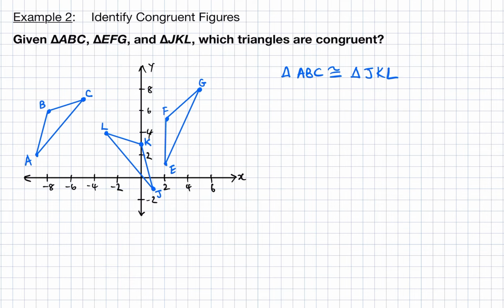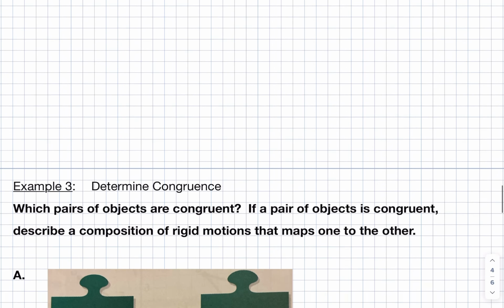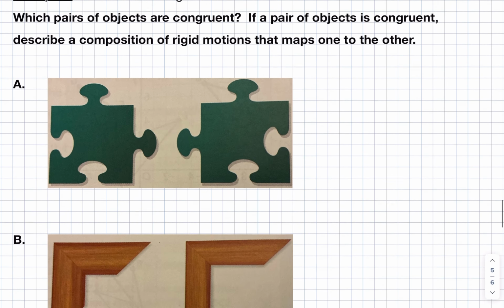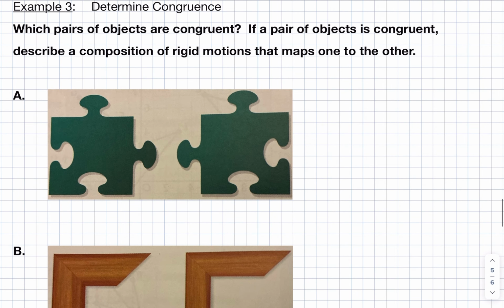Let's go ahead and move on to example 3, and this will be the last example for this particular lesson. Now we're going to determine congruence. In other words, we need to figure out which pairs of objects are congruent, and if they are congruent, we need to describe the composition of rigid motions that maps one to the other. Let's take a look at this particular figure.